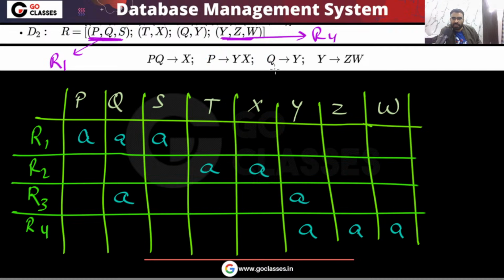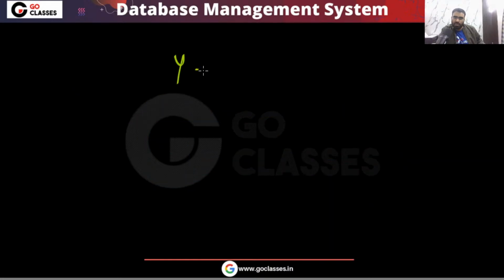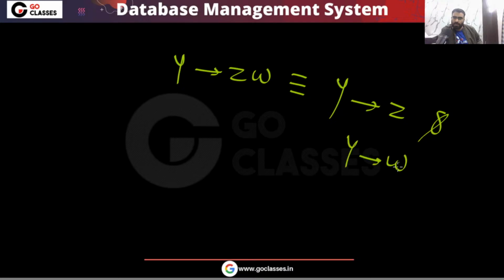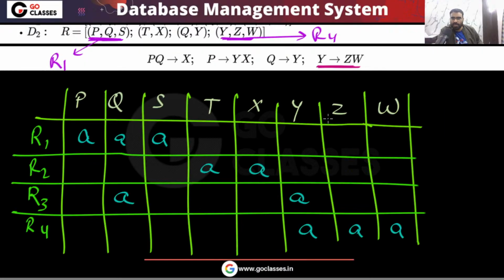For example, let me apply this FD, Y determining ZW. Remember, Y determining ZW, I can split on the RHS. This simply means that Y determines Z and Y determines W. Whenever two tuples have the same Y value, they must have the same Z value. You can see these two tuples have the same Y value, so they must have the same Z value. Here the Z value is a, so here also I will put a. Next, these two tuples have the same Y value, so they must have the same W value. Here the W value is a, so here also I will put a.